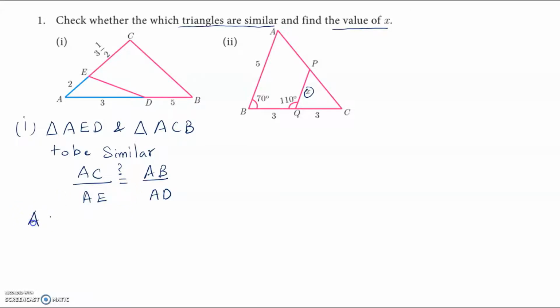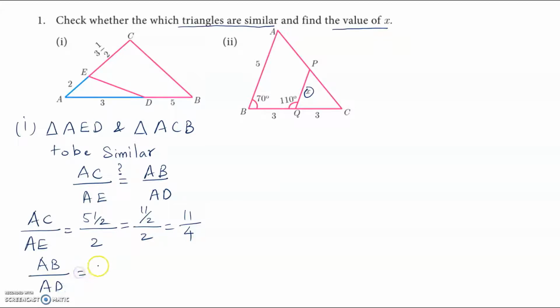Okay, now first let's take AC by AE. So AC by AE is 5.5 divided by 2. That's equal to 11 by 2 by 2, that is 11 by 4. And the second one is AB by AD, AB is 8, AD is 3. So we can clearly say that this is not equal to 11 by 4.